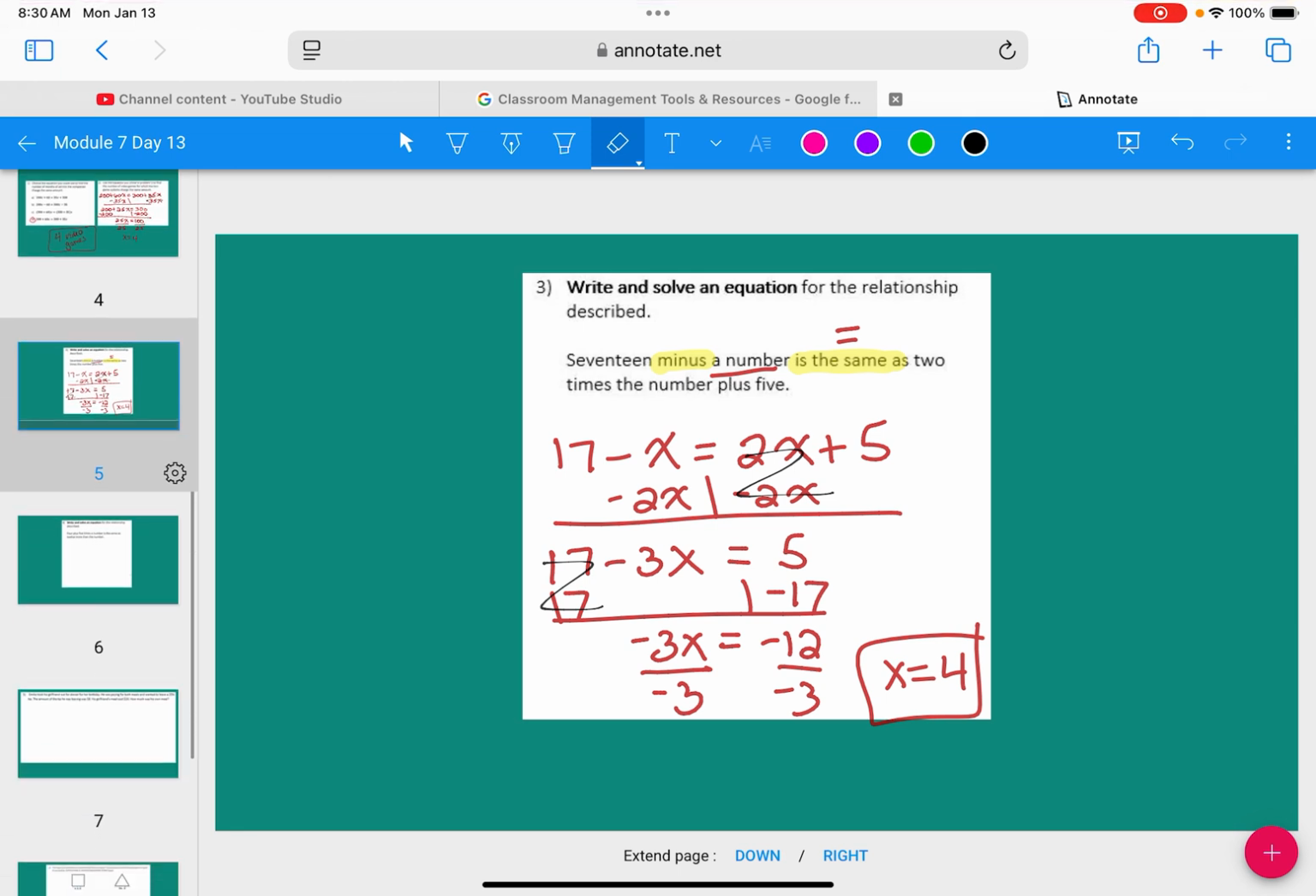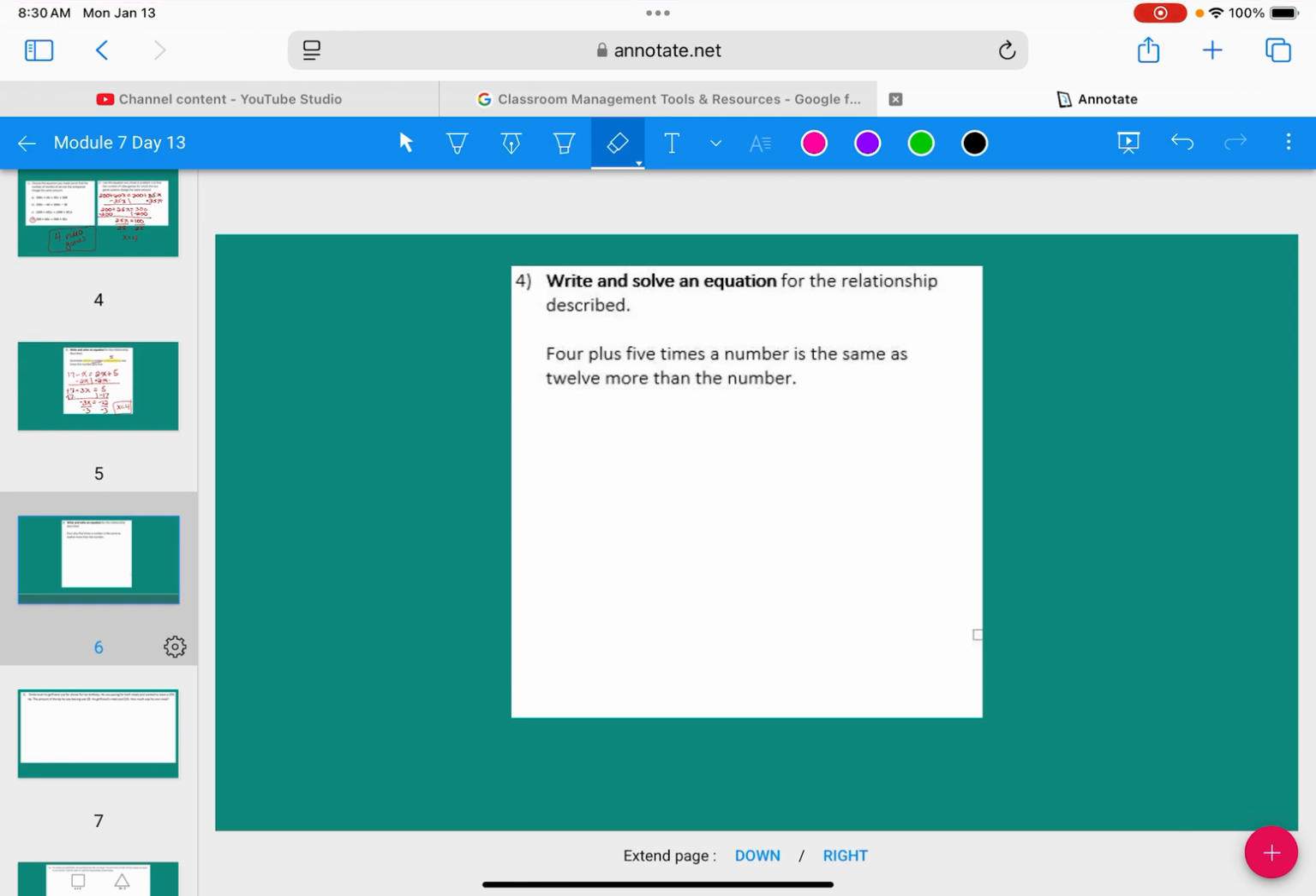All right, next one. Let's try this one. It says 4 plus 5 times a number is the same as 12 more than the number. All right, so is the same as, that's our equal sign. 4 plus 5 times a number: 4 plus 5x equals 12 more than the number. So technically this should be x plus 12. Now if you do 12 plus x, you're not going to get the wrong answer because the order when it comes to addition doesn't matter, but technically it should be x plus 12.